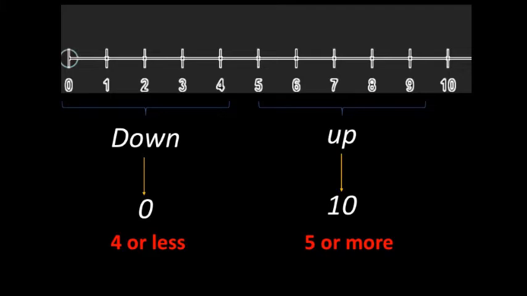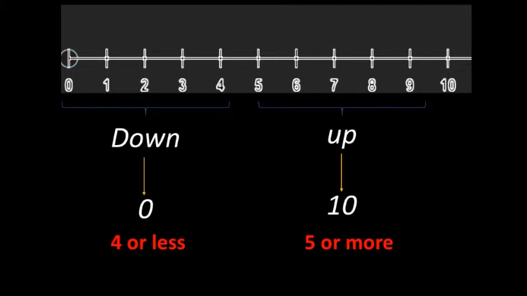Next group from 5 to 9: 5, 6, 7, 8, 9, 5 digits, and we call them the up group. They come to be 10. If you approximate these digits, they will become close to 10. We call them 5 or more. So we have a group of 4 or less and a group of 5 or more.